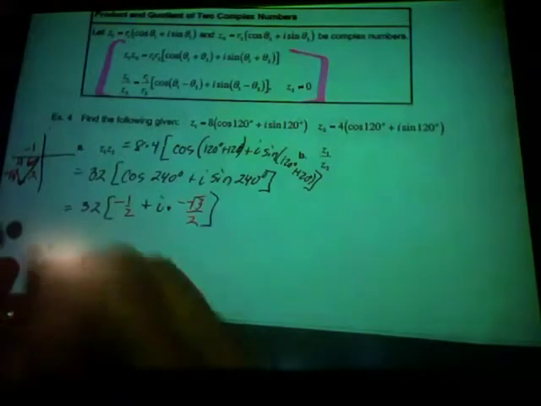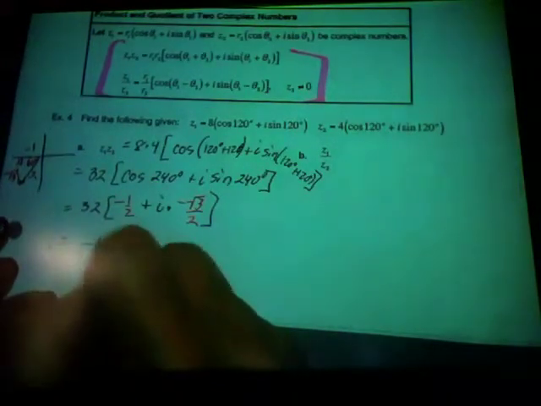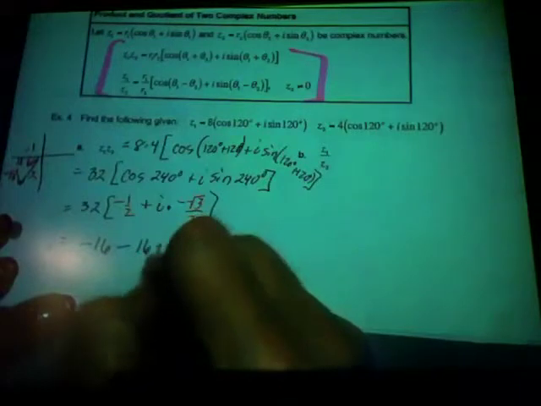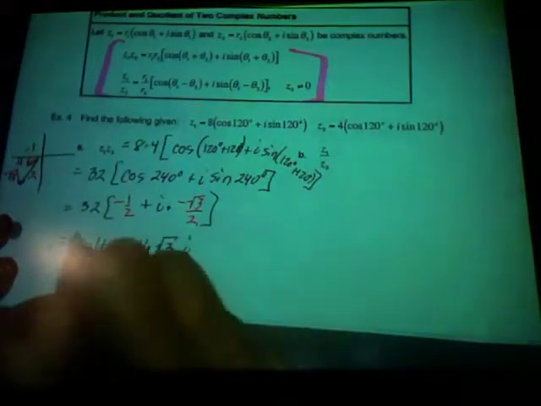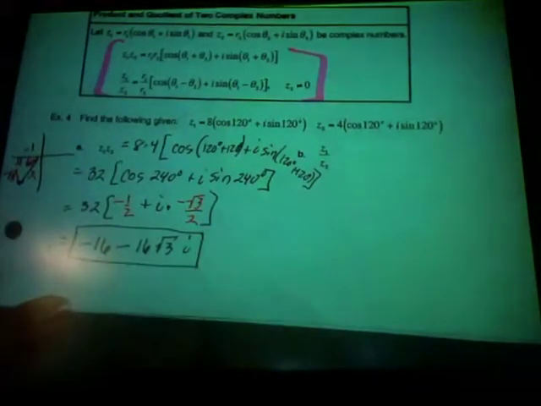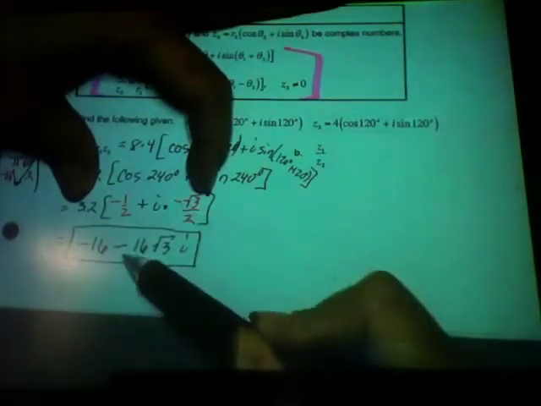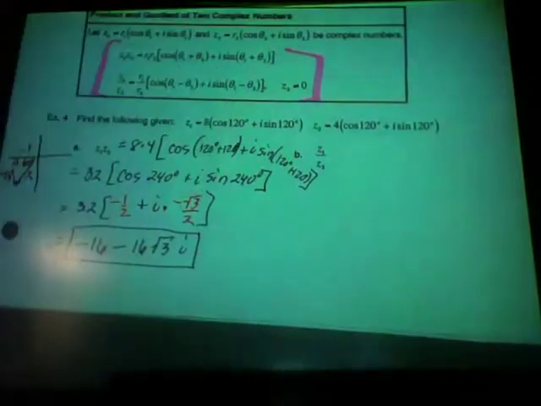And then we're going to distribute our 32. So what's half of 32? Negative 16. And then this is going to become a minus. Divide 32 by 2, you get 16. So negative 16 radical 3 I. I multiplied these two together, so 32 divided by 2 is 16. Because it's negative, I made it negative. Does that make sense? Okay.